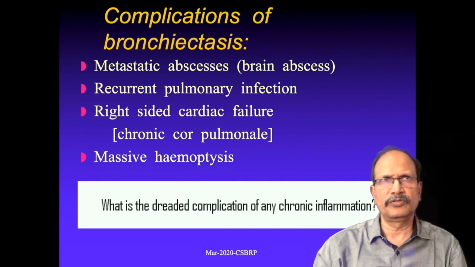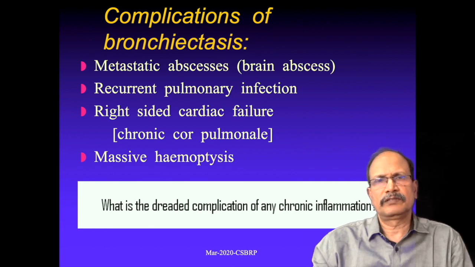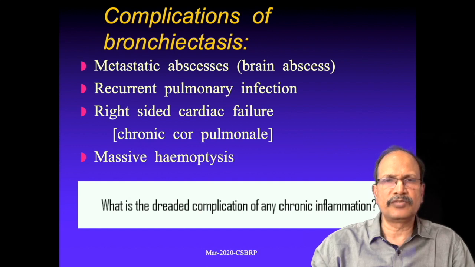This is because recurrent infections cause fibrosis, and this results in pulmonary hypertension, which is reflected on the right side of the heart. Ultimately, the right side of the heart fails due to pulmonary hypertension, and this type of heart failure secondary to lung pathology is called cor pulmonale. Some of these patients may land in massive hemoptysis.